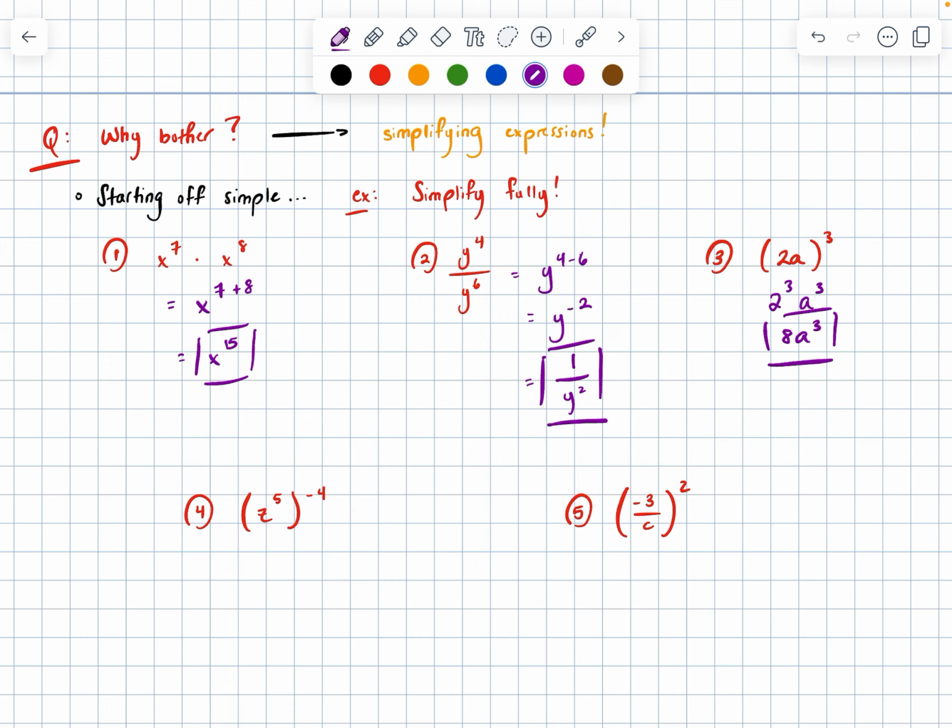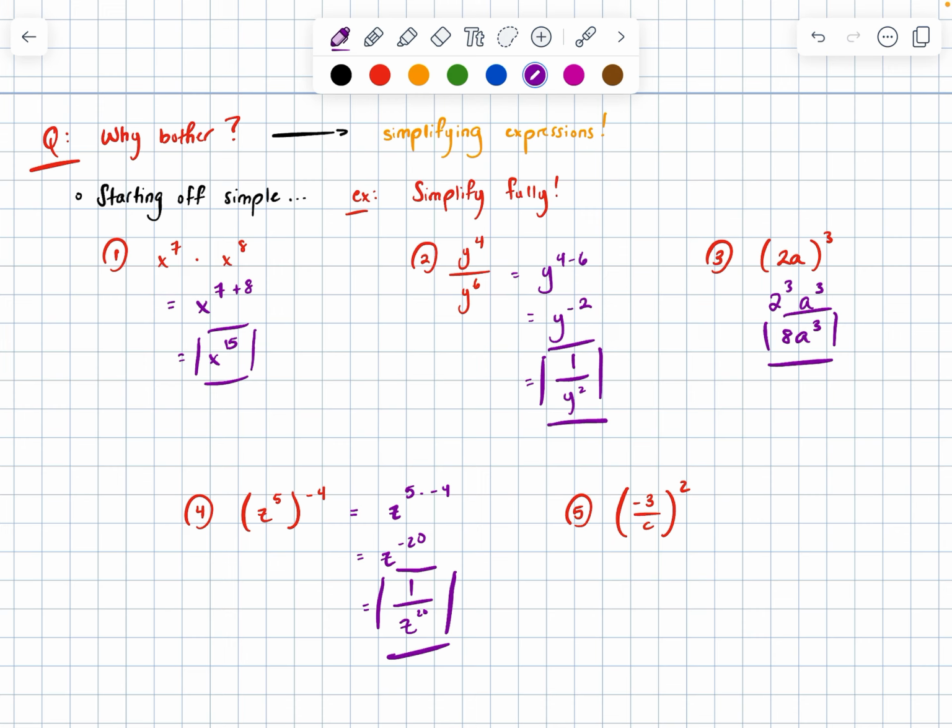Number 4 is z to the 5th raised to the power of negative 4. When I raise an exponent to an exponent, I know that I multiply my powers together. So this becomes z to the power of 5 times negative 4. 5 times negative 4 gives me negative 20. And if I have z to the power of negative 20, that negative sign is telling me that I actually want the reciprocal of z to the positive 20. So 1 over z to the 20th is my final answer.